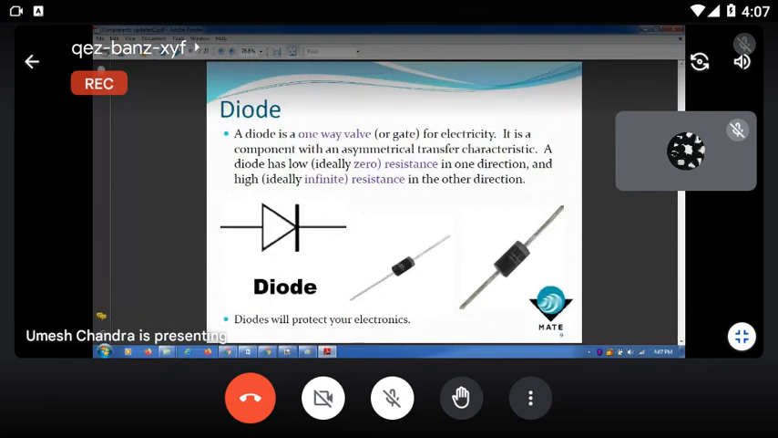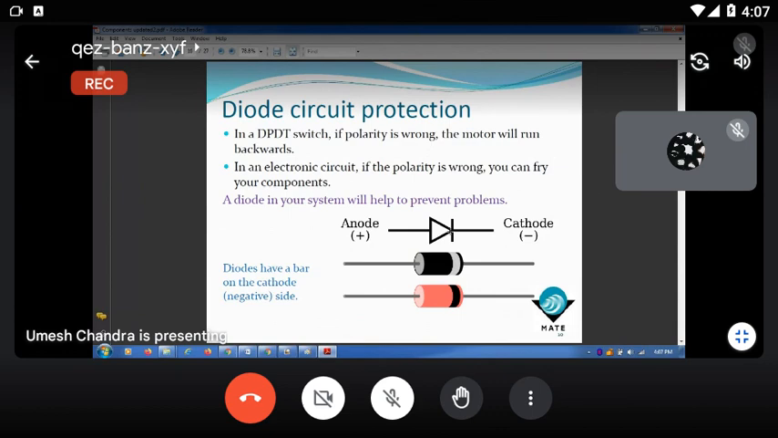This figure has 3 figures. The first one is the symbol of the diode, second one is the physical PN junction diode, and third one is the Zener diode. Middle is the simple PN junction diode. And the first one is the symbol of the diode. Then how do you identify the anode and cathode of the diode? There is a white circle and black circle. In the PN junction diode, the white circle side is the negative cathode. And in the Zener case, the black side is cathode, then the other side is anode.